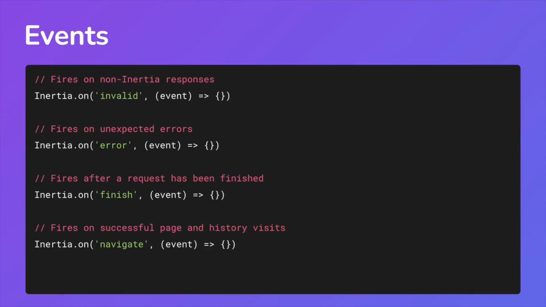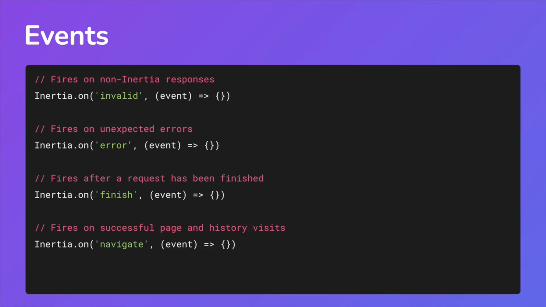The invalid event will fire on all non-Inertia responses, such as an Ignition error page from Laravel. The error event will fire on unexpected XHR errors, such as networking errors. And the finish event can be used to hide a loading indicator, while the navigate event will work just like the success event, except that it will also fire when navigating in the browser's history.